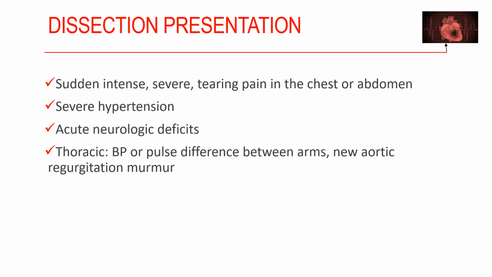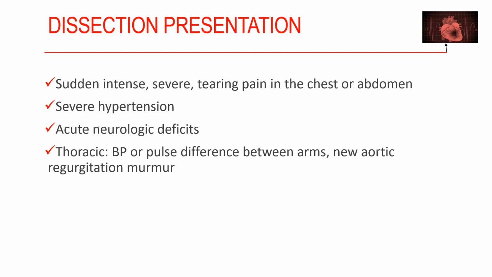And they typically, at first pass, have severe hypertension. They oftentimes, especially remember, if it's ascending or aortic arch, not if it's thoracic or thoracic abdominal, but ascending or aortic arch, they're going to have acute neurologic deficit. It's going to be an acute change in their mental status. Okay. And if this is thoracic, not abdominal, but thoracic, what you will see is pulse differences between the arms, blood pressure differences between the arms.